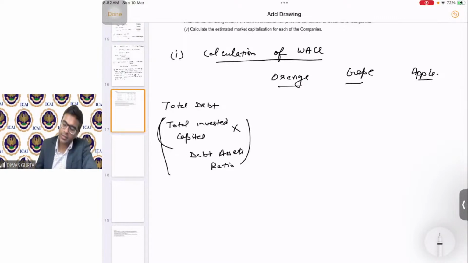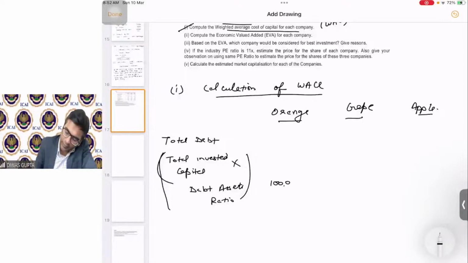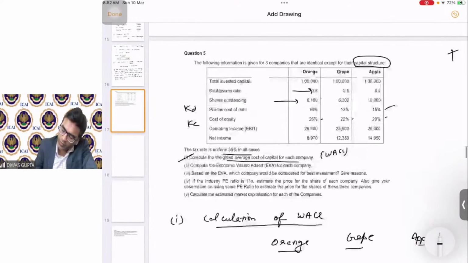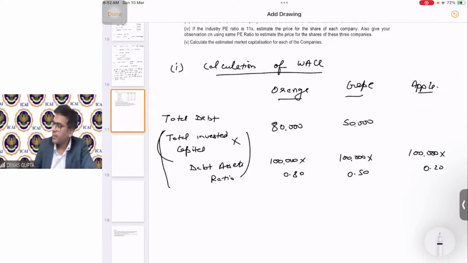Correct, students? This is the total debt. So this will be 1 lakh into 0.8. Another one will be 1 lakh into 0.50. Last one, Apple, will be 1 lakh into 0.2. So this becomes 80,000. This becomes 50,000. And this becomes 20,000.